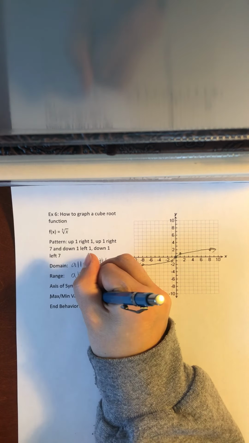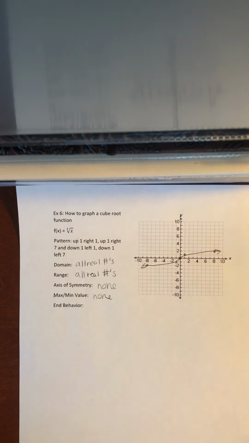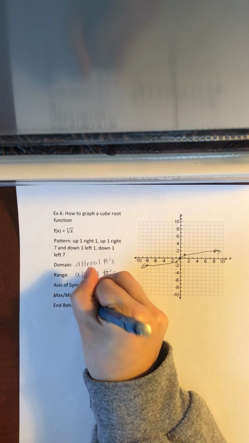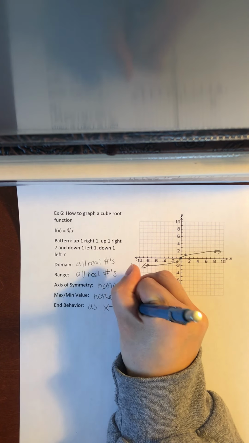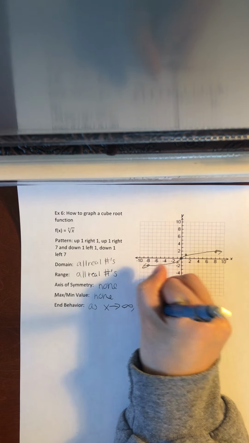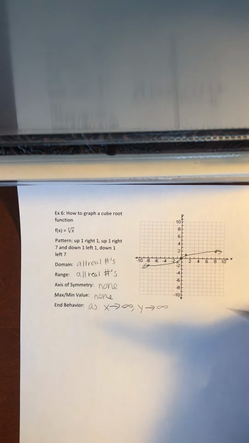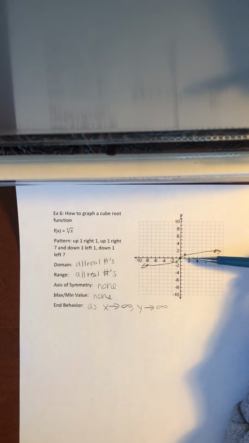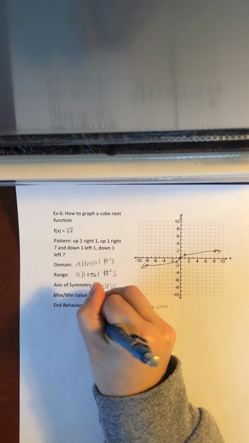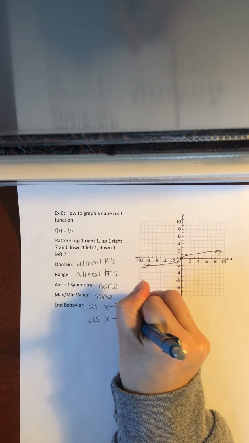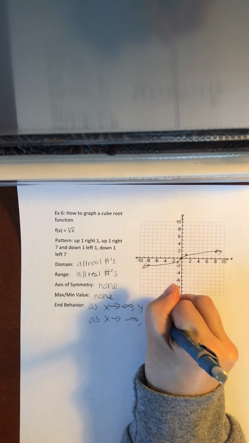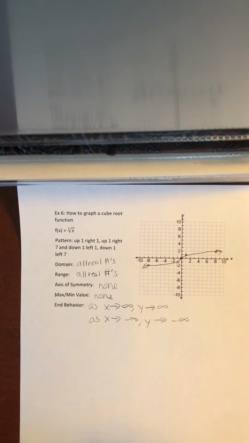You have no minimum or maximum values. And then for your end behavior, as x approaches infinity, y approaches infinity. So if I'm going this way on my graph, my y values are going up. If I'm going this way on my graph, my y values are going down. So as x approaches negative infinity, y approaches negative infinity.